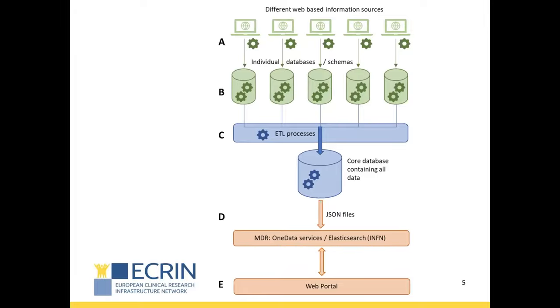At the beginning, we analyze and process manually each data source. After that, we extract metadata from each of those data sources and put it into individual databases and schemas, saving the original metadata structure. Then we run ETL processes, which mainly contain standardization and linkage between themselves.